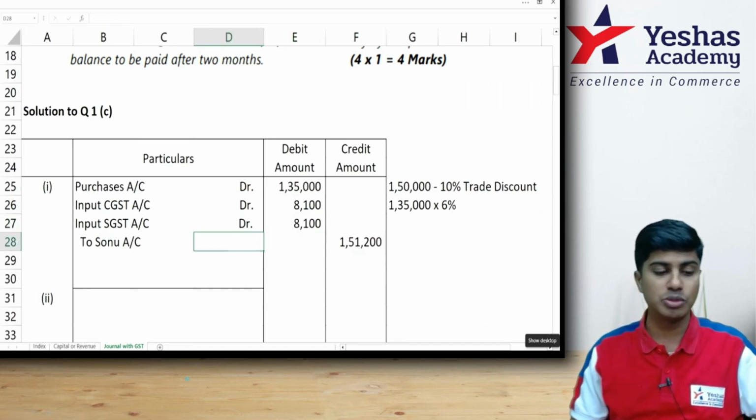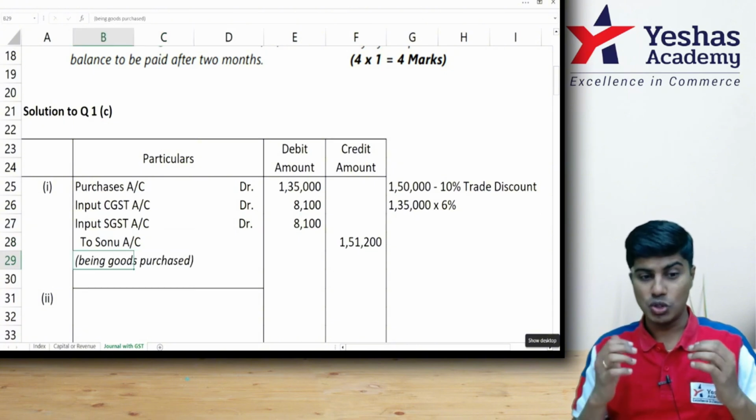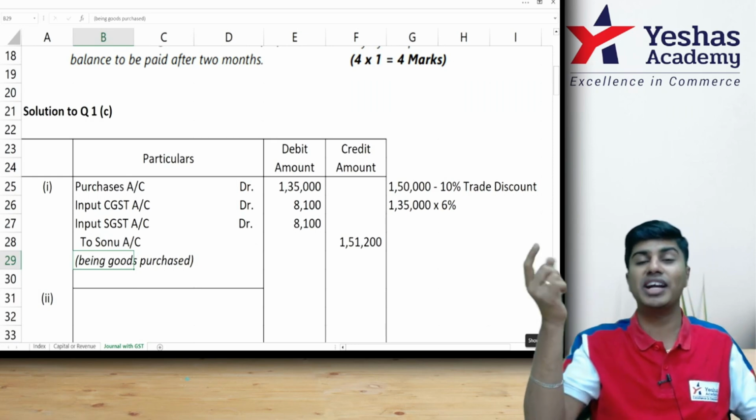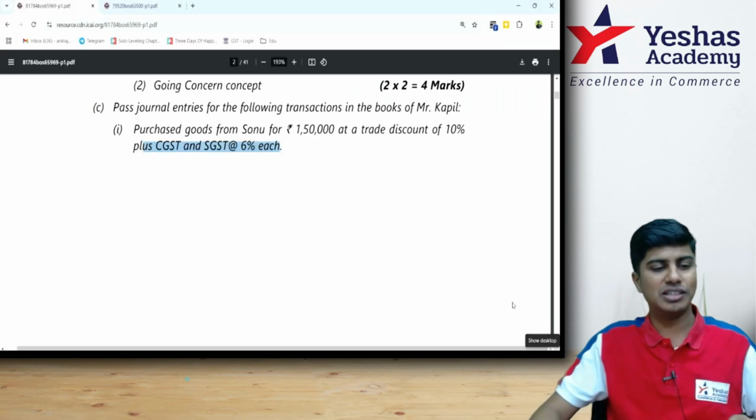Putting it together, it comes to 1,51,200. Got it? So I pay Sonu 1,51,200. Sonu will pay the government 16,200 in my name as GST. Come to the next journal entry.